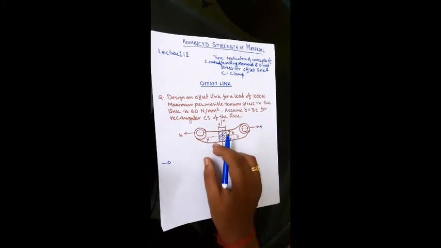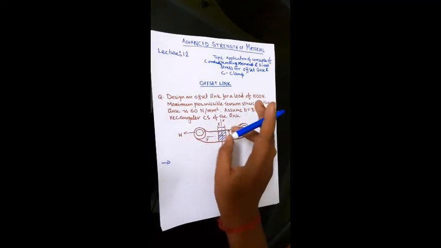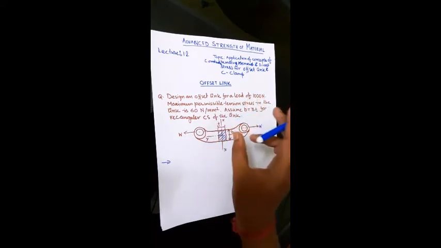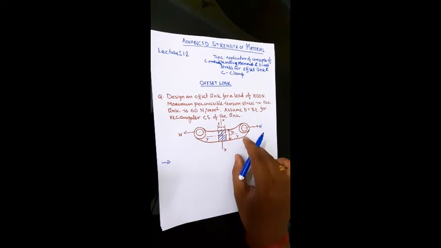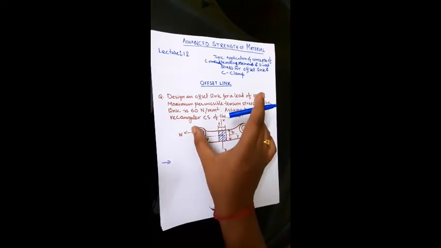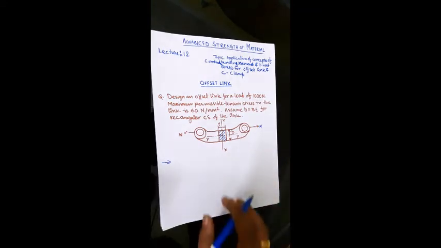Now we have to calculate the stresses first, and we have to calculate the dimension, the value of b and the value of t. These two values should be calculated so that we can get the total dimension of this offset link. Okay, so let's start our lecture.